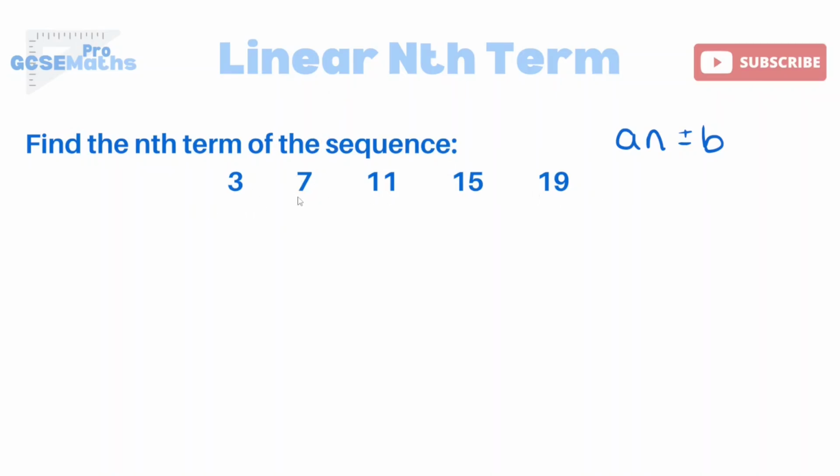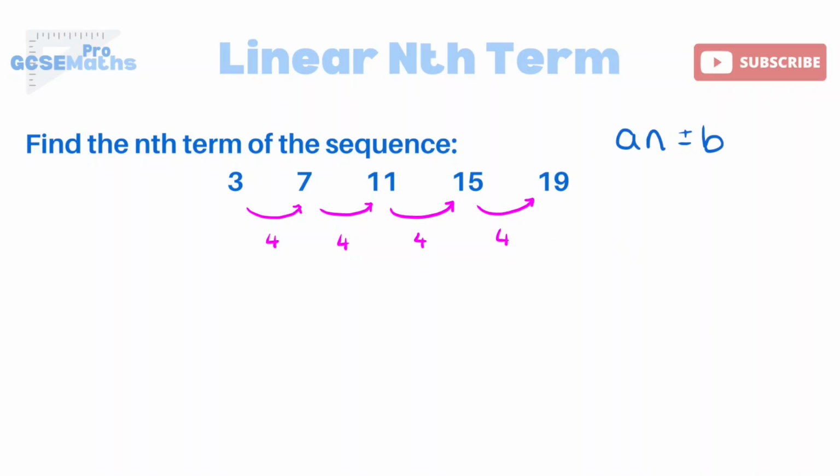So the first thing you're going to do is check the difference between the terms. Now, like I said, it should be the same if it's a linear sequence. You can see here, the difference between 3 and 7 is 4, isn't it? And then the difference between 7 and 11 is also 4, and it should be the same every time. Yep, that's also 4, and 15 to 19 is also 4.